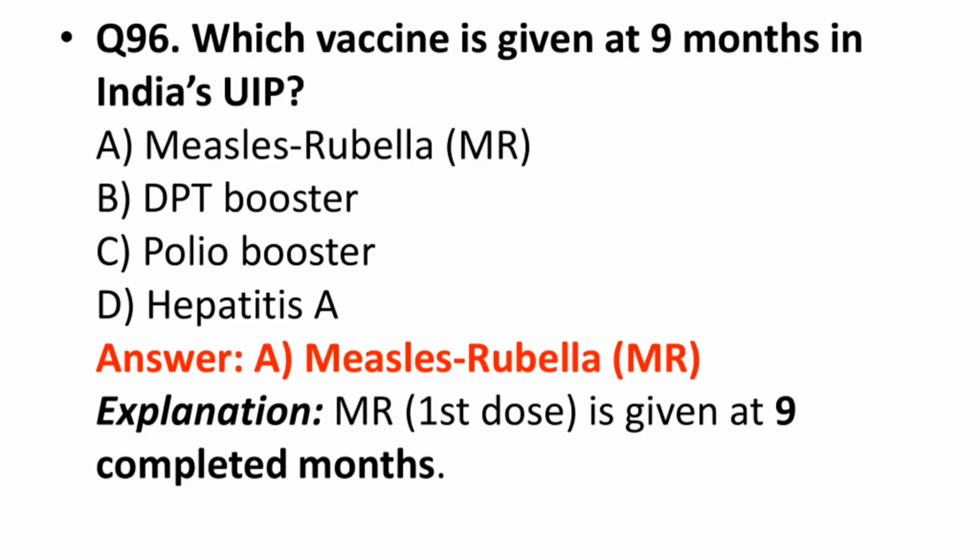Which vaccine is given at 9 months in India's UIP? Option A, measles rubella. Option B, DPT booster. Option C, polio booster. Option D, hepatitis A. The correct answer is option A, measles rubella. Measles first dose is given at 9 completed months.